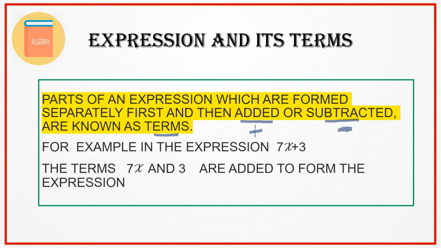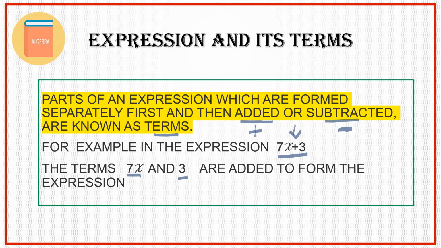So let's take an example of an expression here, 7x plus 3. You see these two terms are added here with one plus sign. So that means there are two terms in this: 7x and 3. These are added to form the whole expression 7x plus 3.